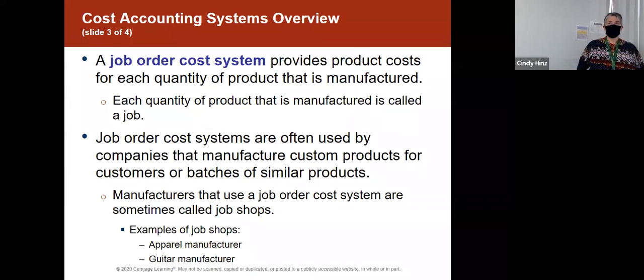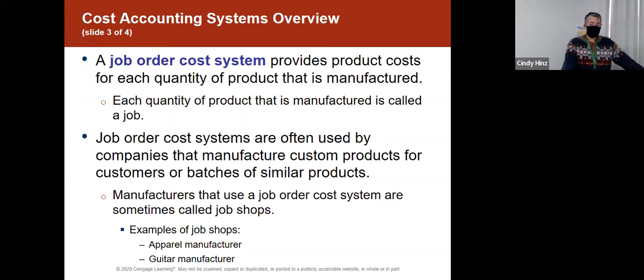So consider a company that is making the same thing over and over again. Let's take, for example, a company that's making radios, a standard radio, and they spend all day long, every day, making this standard radio.